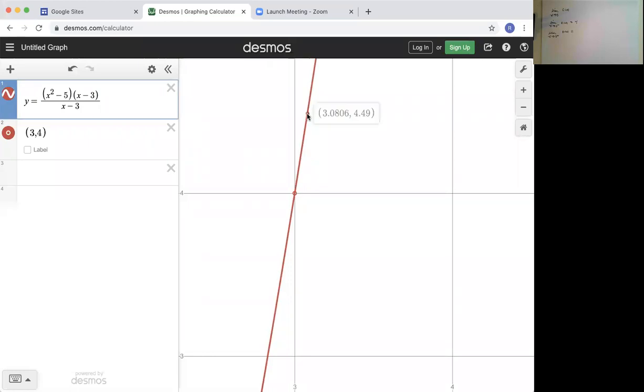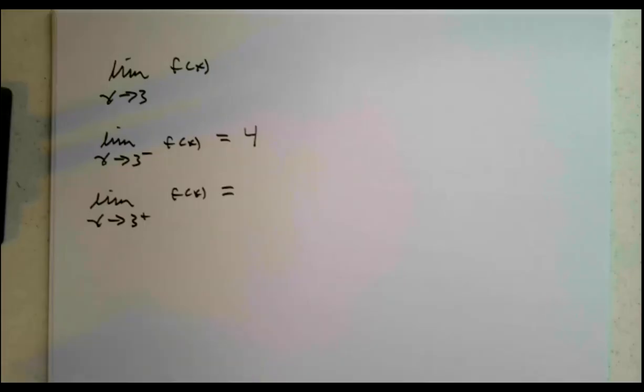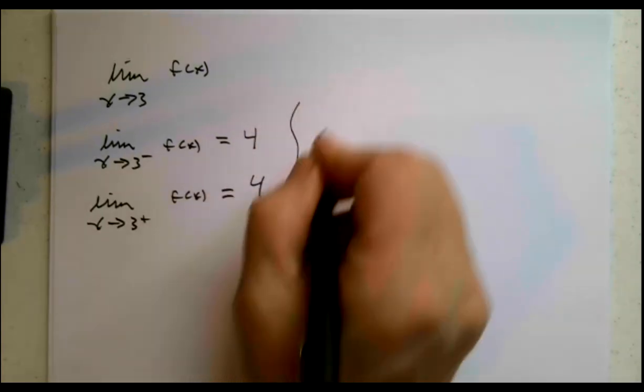So again, here we are in this function, approaching from the right. Numbers bigger than 3. What are the y values? The y values are shrinking, getting closer and closer to what? Getting closer and closer to 4. So they're the same, so the limit exists.